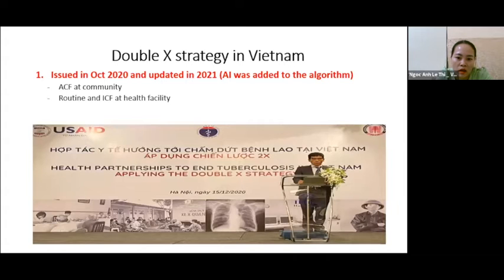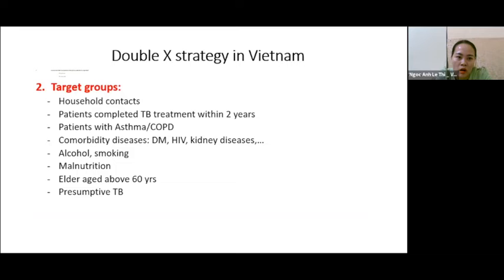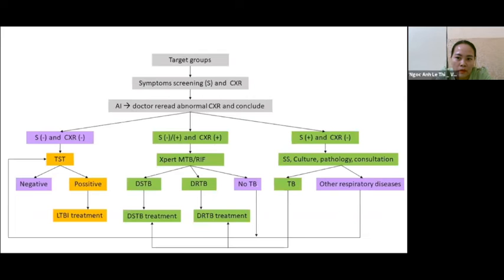This picture is of the day that we rolled out the Double X strategies for ACF in 2020. Next, please. In the Double X strategies we focus on the high risk target groups: household contacts, alcohol users, smokers, people above 60 years old, as well as presumptive TB. Next, please. The slide is showing the algorithm that we use in ACF at community level.